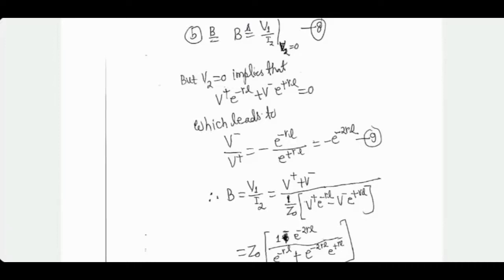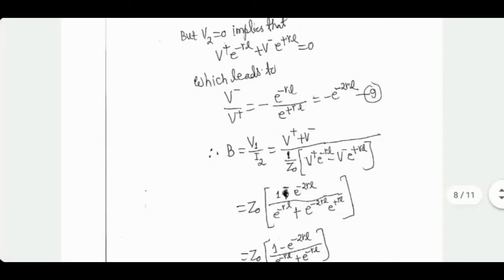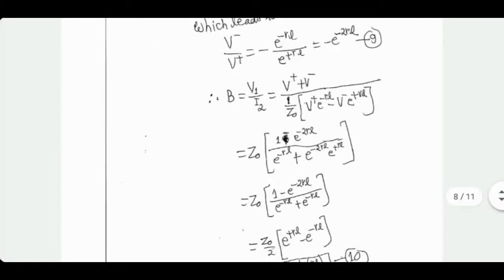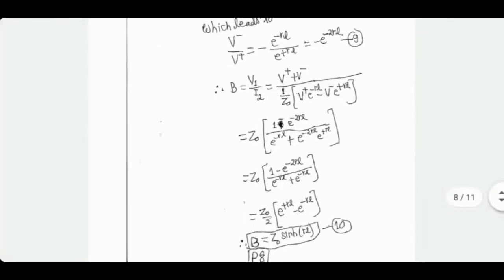V1 is V plus V minus. V2 is 1 upon Z naught, the entire thing multiplied by V plus e to the power minus gamma L minus V minus e to the power plus gamma. Again, divide numerator and denominator by V plus. Use equation 9 after that. You have to be careful, that's it. Theory is not that difficult. It is, as they did, the derivations have to be done correctly.